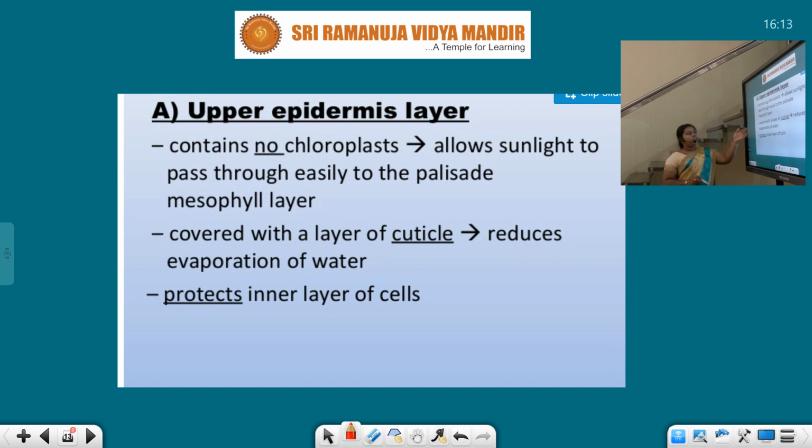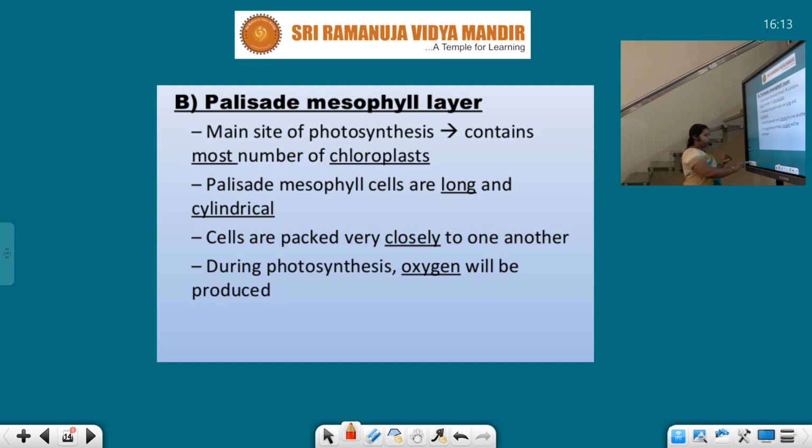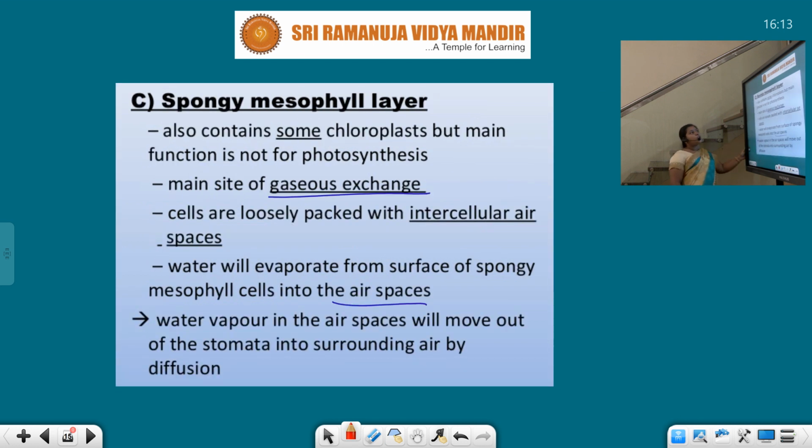Now, see, already I discussed everything. Upper epidermis, lower epidermis we discussed. Spongy mesophyll cells also contain some chloroplast, but the main function is not photosynthesis. It is the main site of the gaseous exchange. Through this spongy parenchyma only, gases can enter into the body.